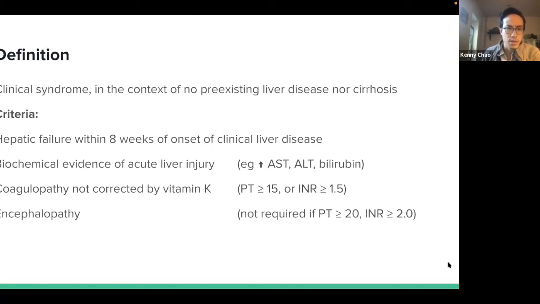Other criteria is that you have some biochemical evidence of acute liver injury, your coagulopathy is not corrected by vitamin K, and encephalopathy, although this is not a requirement, which makes it different from adult liver failure where it is a requirement. It's not a requirement in large part because it's pretty hard to assess age-appropriate mental status in kids, especially if they're younger and infants.